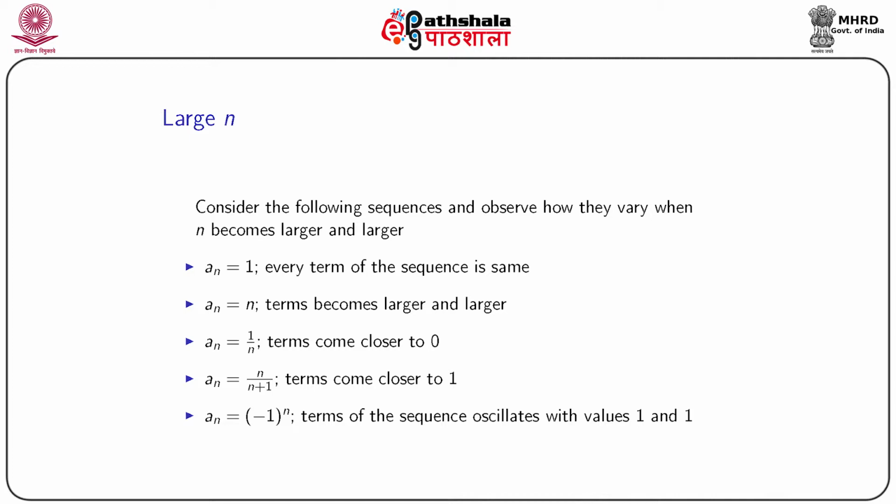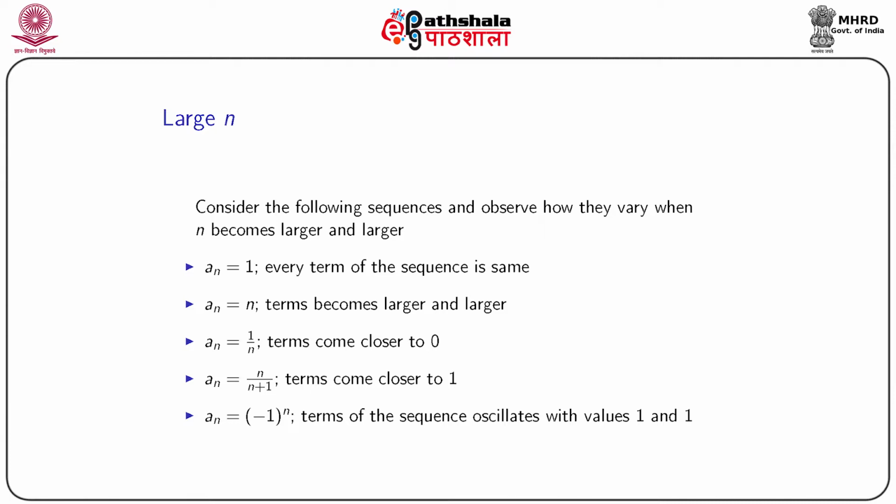If I take the reciprocal function 1 over n as my an, then as n increases, it can be easily seen that 1 over n decreases and comes closer to 0. If I consider another sequence where an is n over n plus 1, now as n increases, n plus 1 also increases. So the ratio, they are increasing almost in a similar pattern. That means the ratio comes closer to 1.